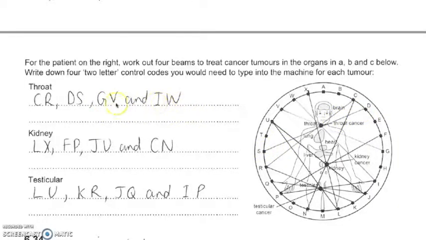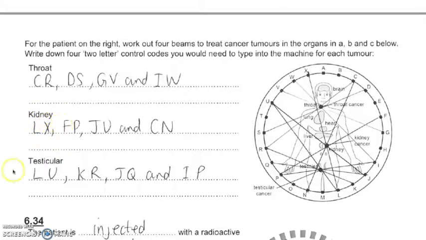If you followed that, you can pause the video, but basically we can direct our rays to the specific regions to ensure we're killing the tumours or destroying the tumours rather than the healthy cells around them. So you've got them for the kidney and testicular region as well.